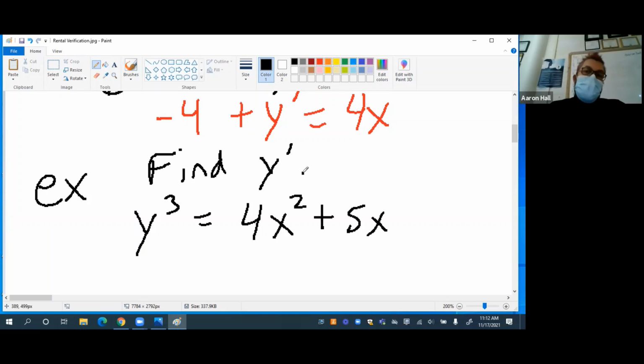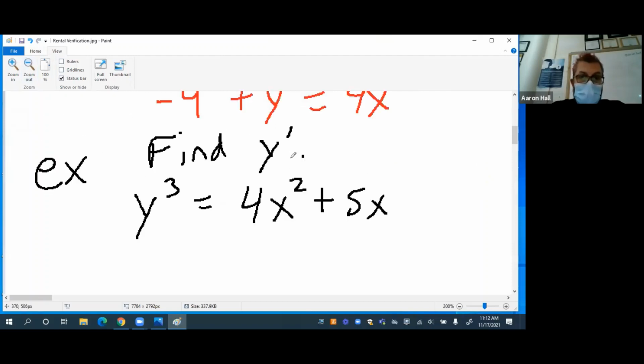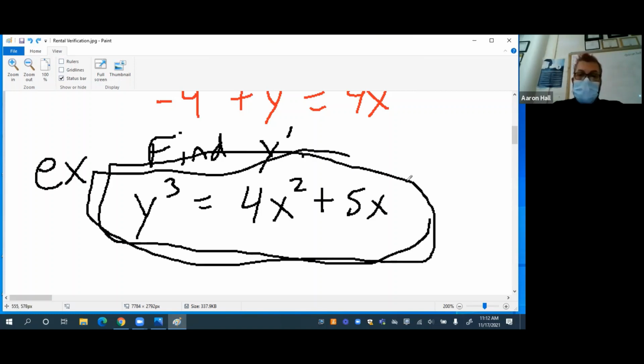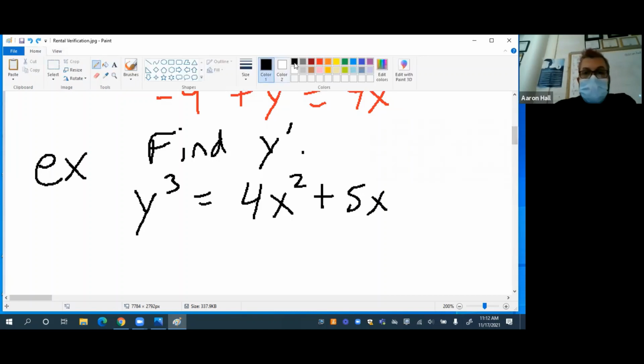Can we do this explicitly? Can we solve for y prime directly? No, we can't do some type of algebra to get the y by itself. Okay, what would we have to do? We have to take the cube root of both sides. Right now, we're not doing any calculus. I'm just rewriting this.